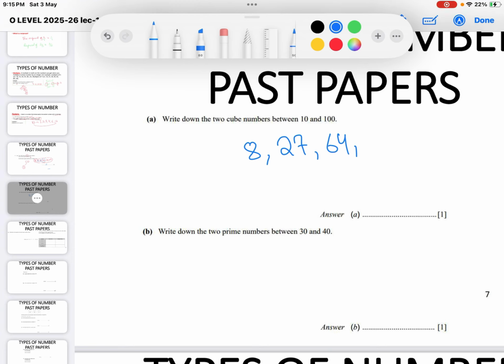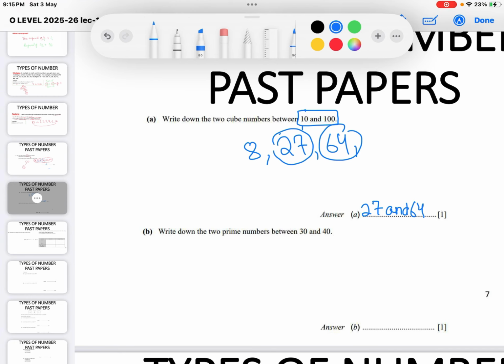We need the two cube numbers between 10 and 100. So we have two numbers, 27 and 64. So the answer will be 27 and 64, because the range they have given us is 10 to 100. Okay, so we have two cube numbers: 3 cube is 27 and 4 cube is 64.